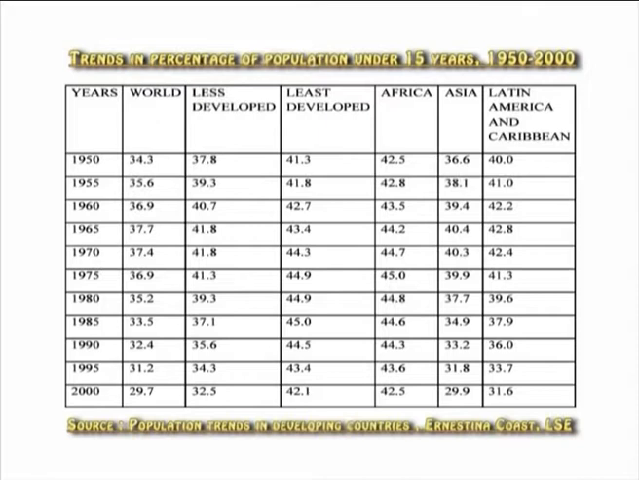For the world, this percentage declined between 1950 to 2000. During the same period, the percentage also declined for the less developed nations from 37.8 to 32.5. However, for the least developed nations, this percentage showed a slight increase from 41.3 to 42.1 during the same period. An increasing percentage of population under 15 would mean that the younger dependents are increasing.